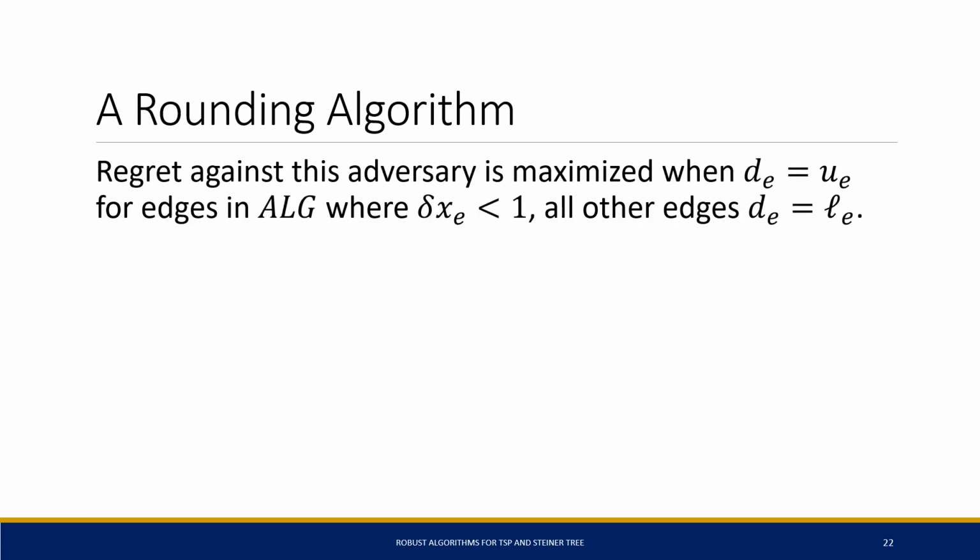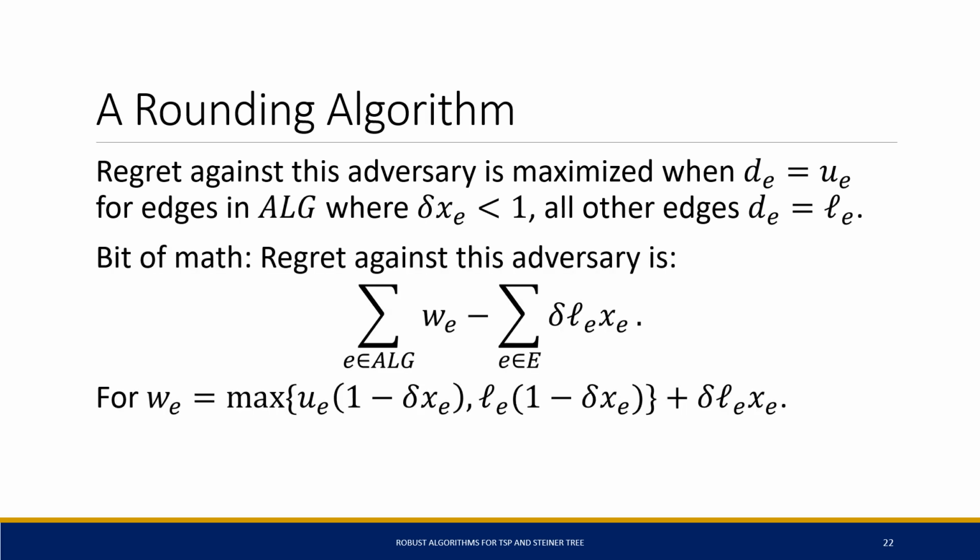So let's say we choose some solution alg, and we want to compute what the regret of alg is against the surrogate adversary who's using delta times the fractional solution we found. So the idea is, for every edge in alg, if delta x_e is less than 1, this means that the adversary is paying for fewer copies of this edge than alg is, and so we maximize the regret by setting d_e to u_e for this edge. And then for every other edge, the adversary is actually paying for more copies of the edge than alg is, so we set the weight to be l_e. So this means that we can actually identify the realization where our regret against this adversary is maximized, unlike when the adversary is using the optimal solution.